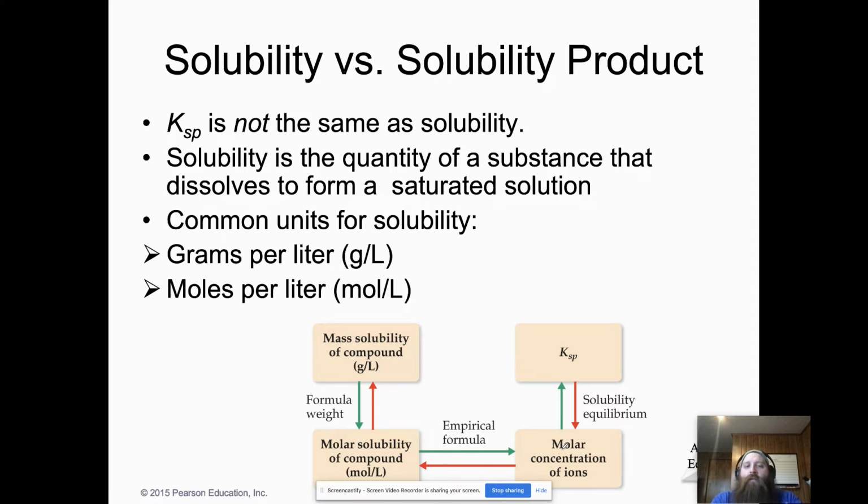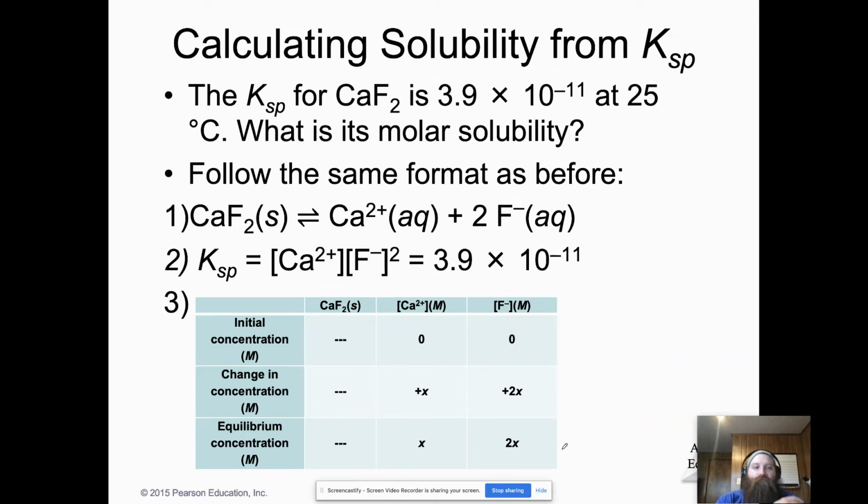Solubility is how much of a substance dissolves to form a saturated solution. That's what solubility is. We use grams per liter or moles per liter to talk about solubility, okay? The solubility equilibrium is a different value altogether. We can use it to talk about the molar concentrations of ions that are present in solution, but we're not going to be able to say X grams per liter because of the KSP. That's not how that works.